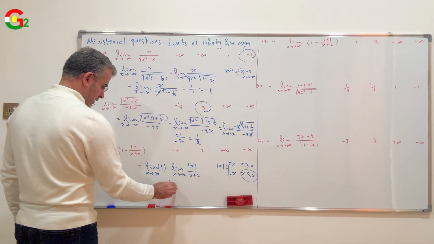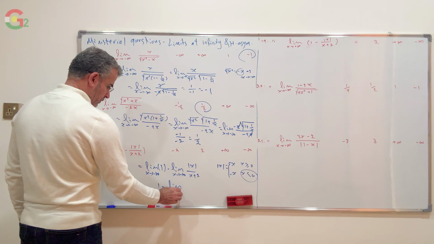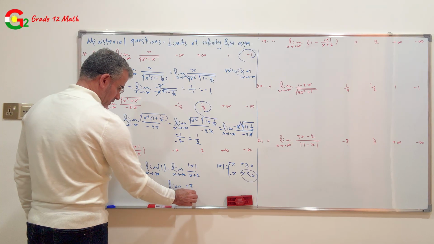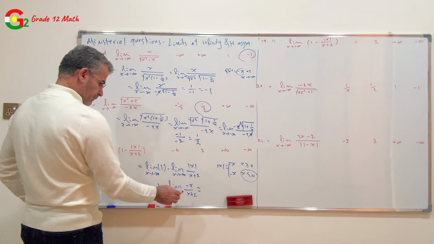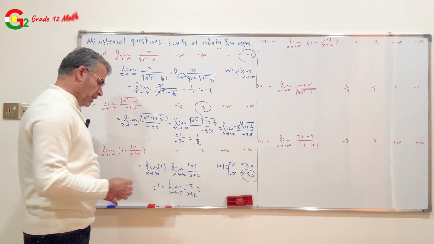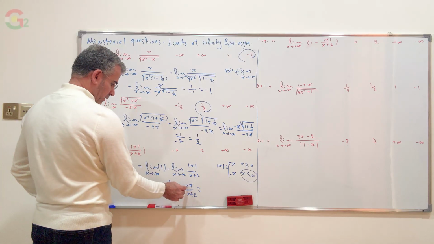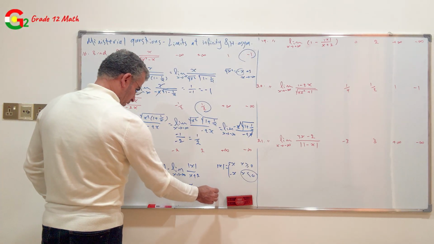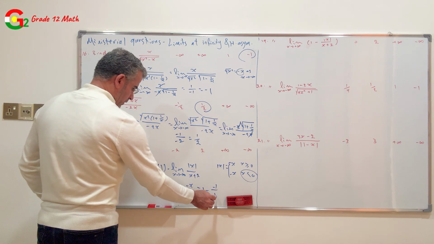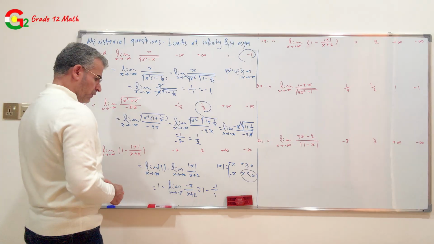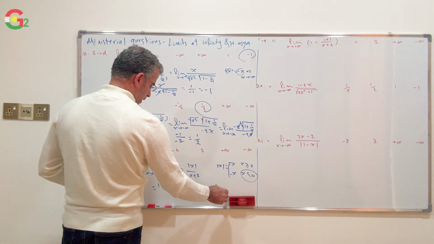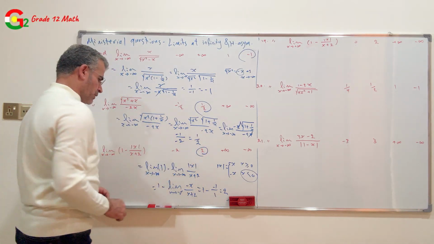1 minus the limit as x approaches negative infinity of negative x over x plus 2. Since the numerator and denominator are the same degree, the coefficient of the leading term in the numerator is negative 1 and the coefficient of the leading term in the denominator is 1, therefore 1 minus negative 1 is 1 plus 1, the answer is 2. Choice B.